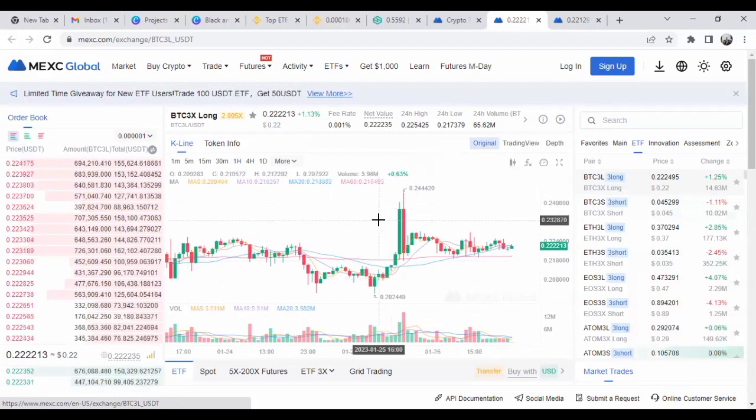So here you have your interface in Mexc, and it is educating you on the price actions of the ETF token as well. So I do recommend people to use ETF trading when there is a bearish trend so that they can quickly use it to make profits during that period.